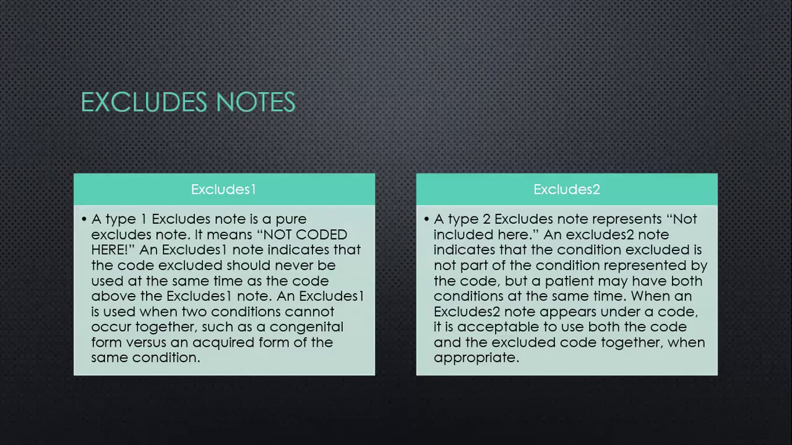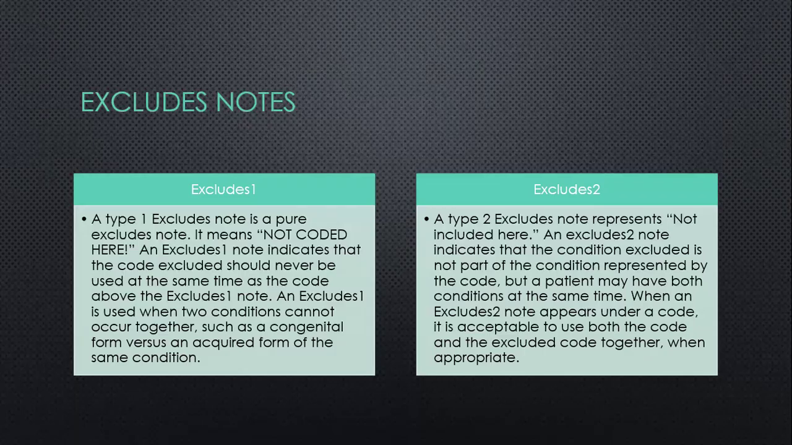An Excludes1 is used when two conditions cannot occur together, such as a congenital and an acquired condition. For those of you that may be new to coding, congenital means you were born with it. Acquired means that it was developed after birth. You cannot have the same condition in a congenital format and an acquired format at the same time. You were either born with it or it developed after birth, period.